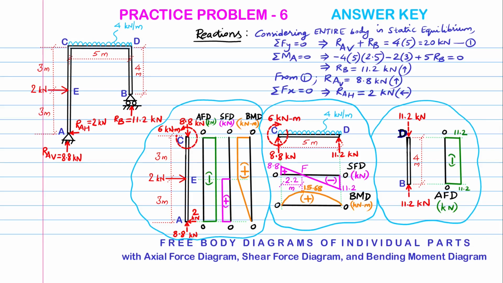Welcome back again. Here, we first consider the entire frame in static equilibrium, apply the three laws and find the reactive forces at the supports. Then we take sections at points C and D to create three separate entities, namely part AC, part CD and part DB. We consider each one of them as a free body diagram and show the forces and moments acting at the key points so that each part also is in static equilibrium.